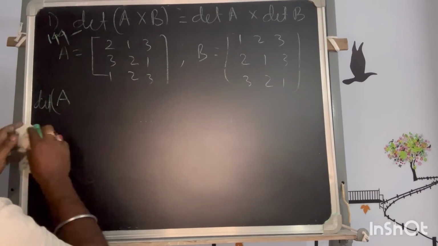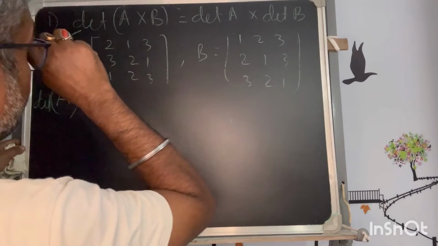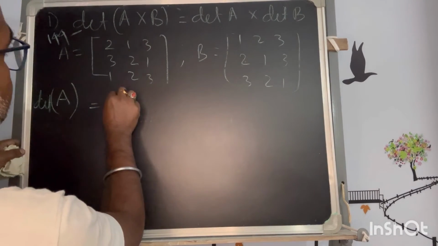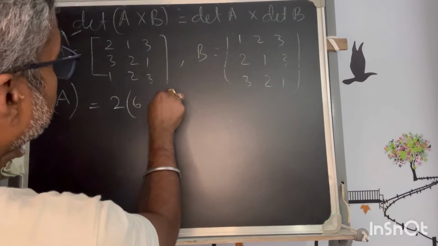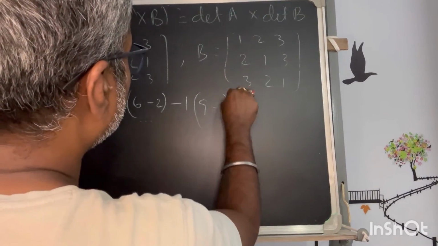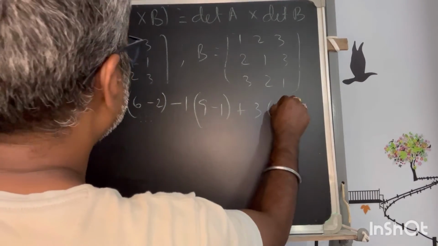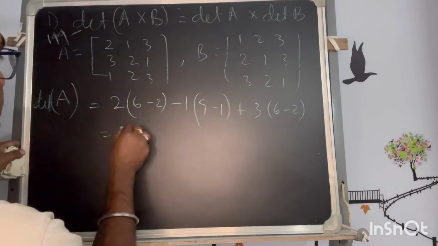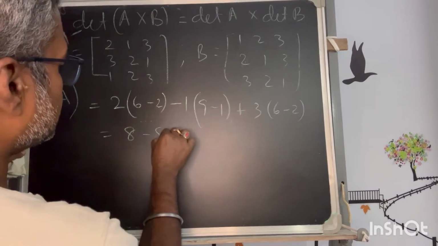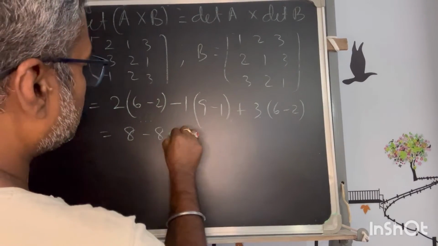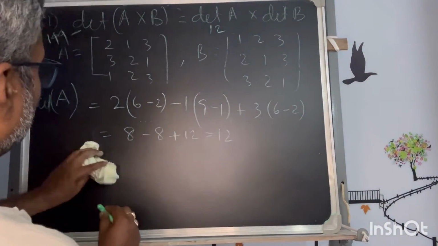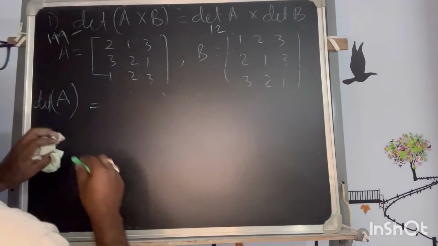Now I will take the determinant of, this will give 2, 6 minus 2, minus 1, 9 minus 1, plus 3, 6 minus 2. So this is equal to 4, 8 minus 8, 4 plus 12. So this is 12. Now this is 12. Now we'll go for B.